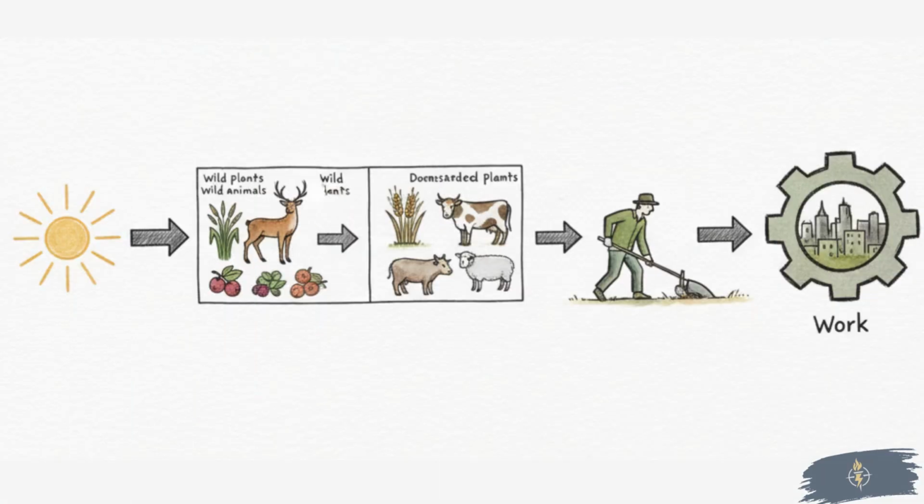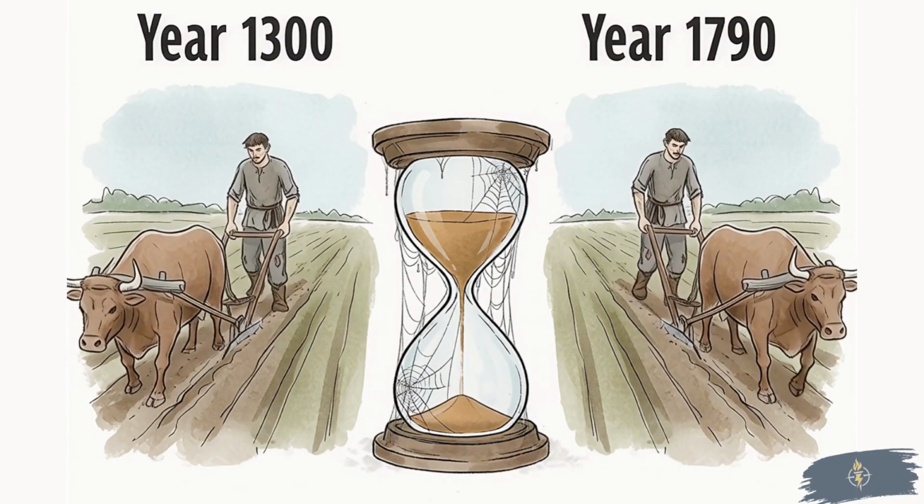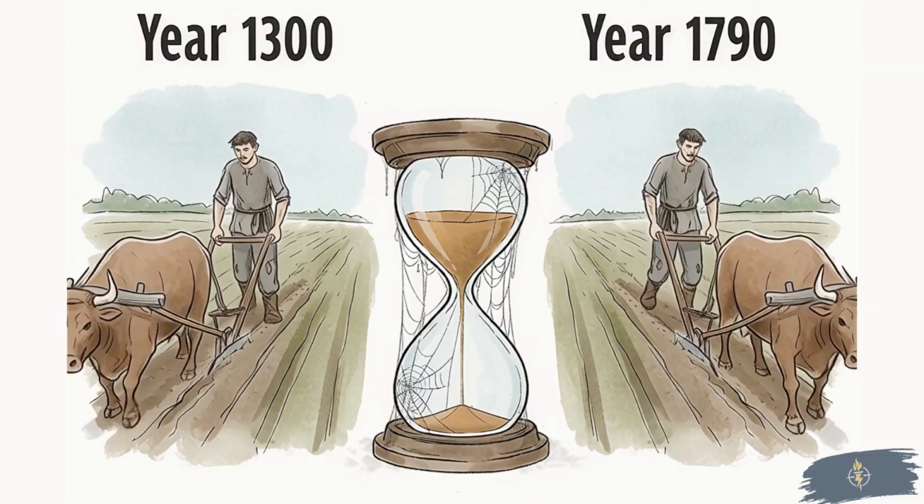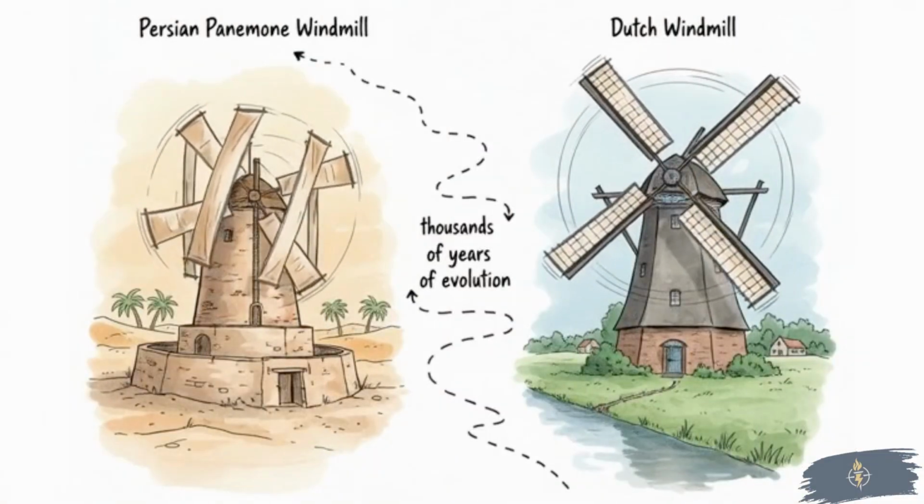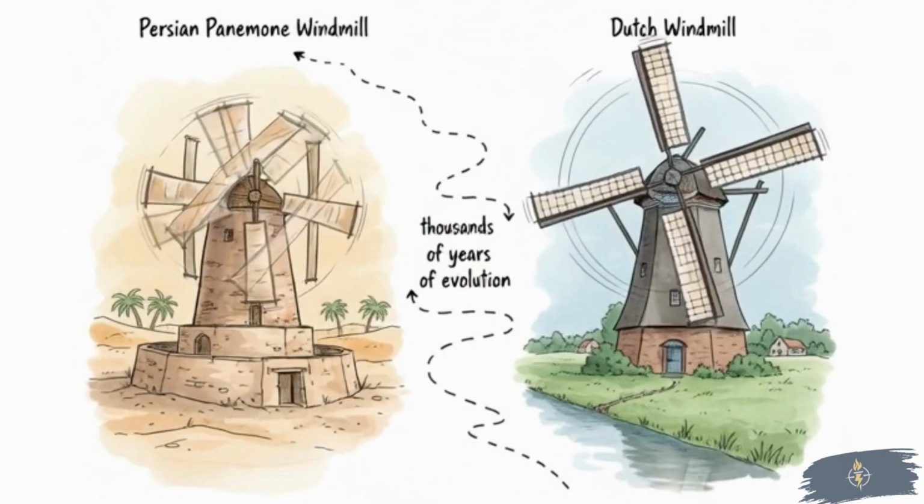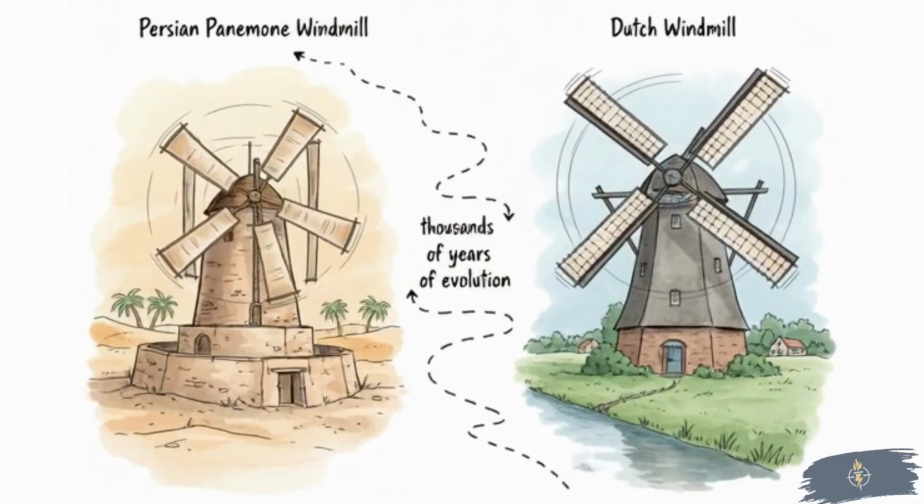About 10,000 years ago, the agricultural revolution happened. Humans domesticated plants and animals. This upgraded the system. Animals now worked alongside humans. Productivity increased. Civilizations grew. But progress was slow, very slow. Before the year 1800, technological change took centuries. A great example is the windmill. It took thousands of years to evolve from simple vertical designs in the Middle East to advanced rotating towers in the Netherlands.